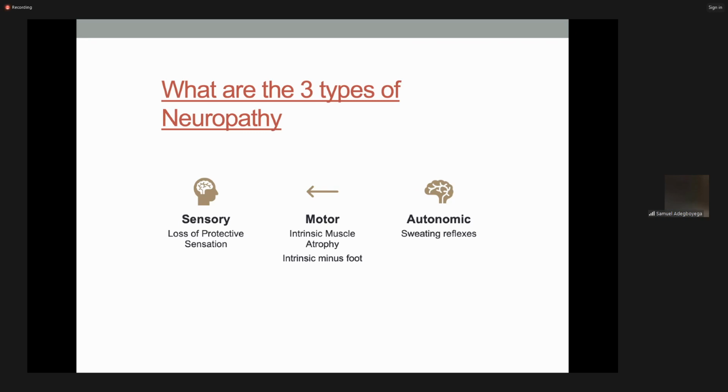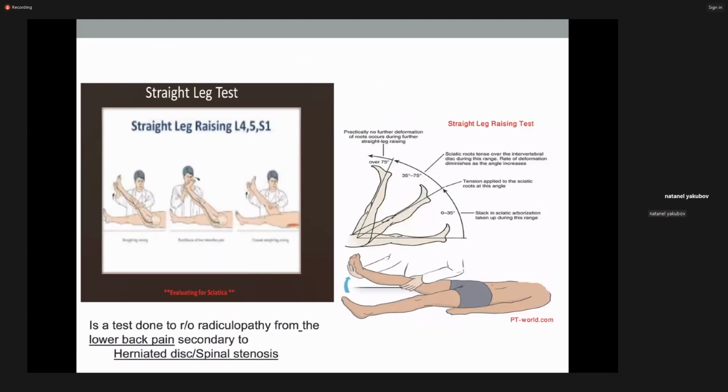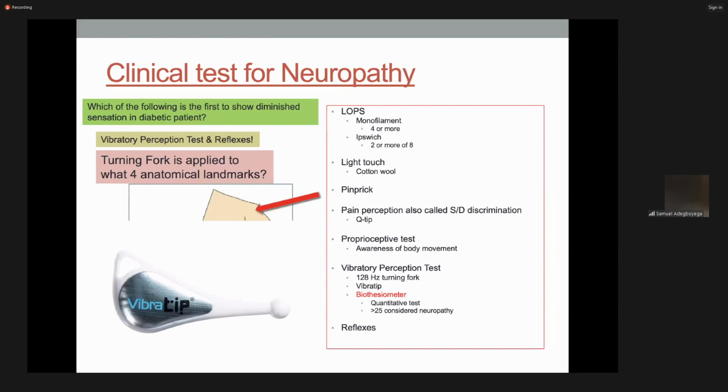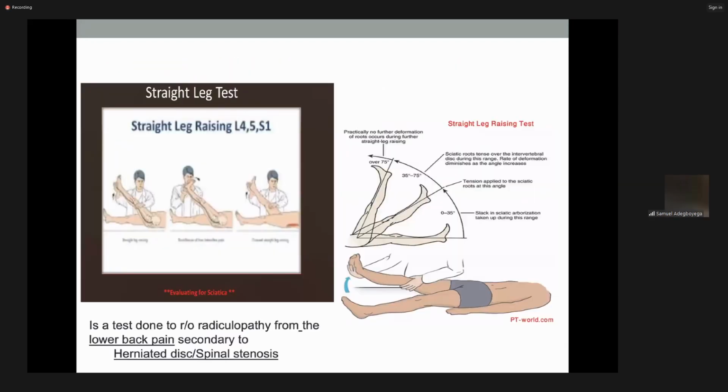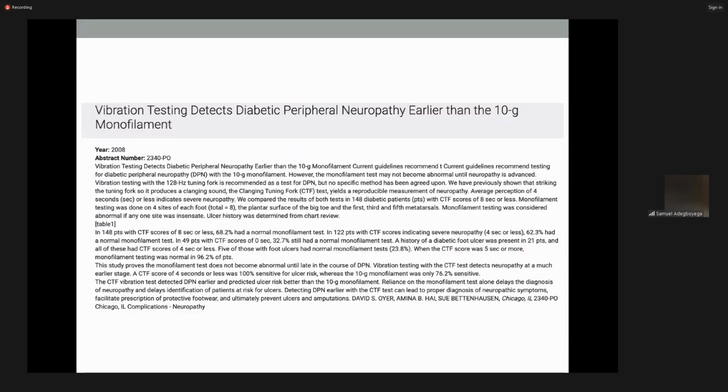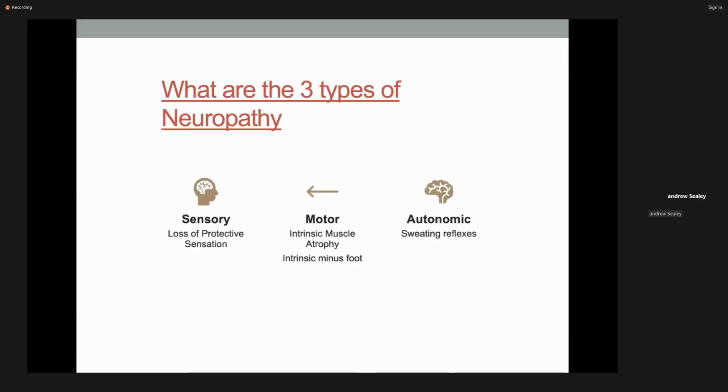When you do Ipswich, it's out of 8, right? On both feet combined, yeah. I'm not sure if I have it here. Oh, I have it here. See this, right? 2 or more. So 2 or more missing is neuropathy on both feet combined. Yes. Okay. Got it. You're good? Yep. So just for me, 3 and 3 is abnormal.